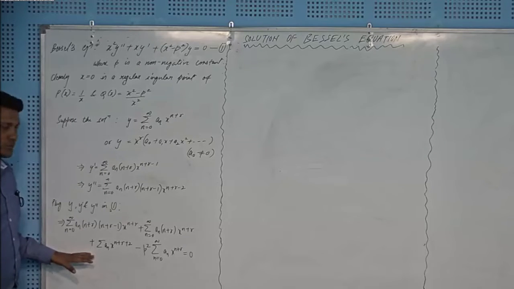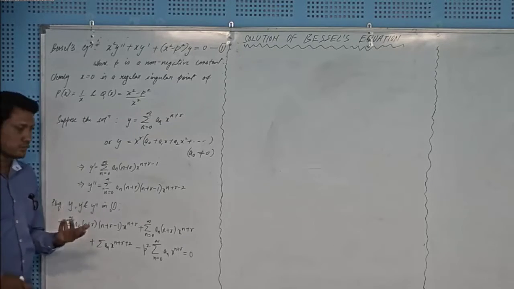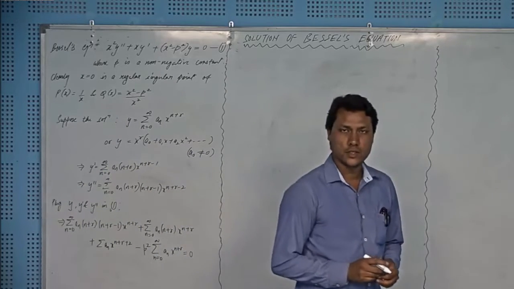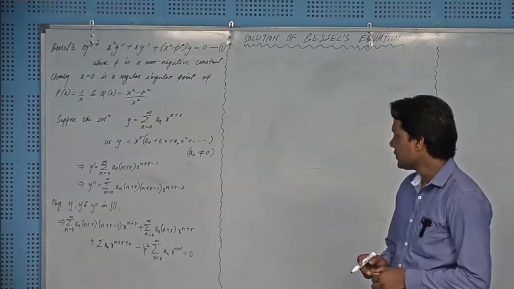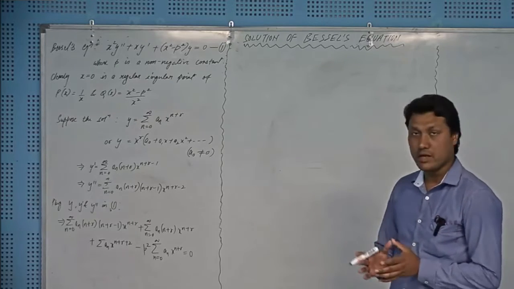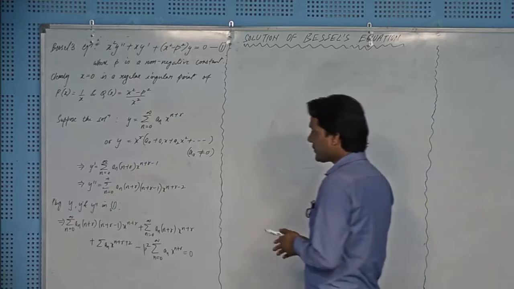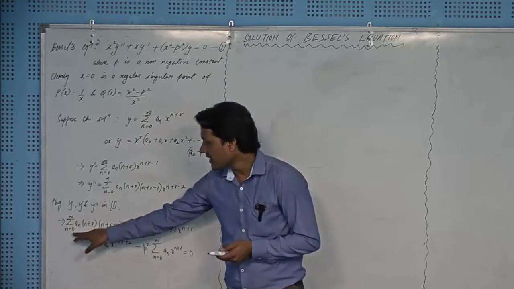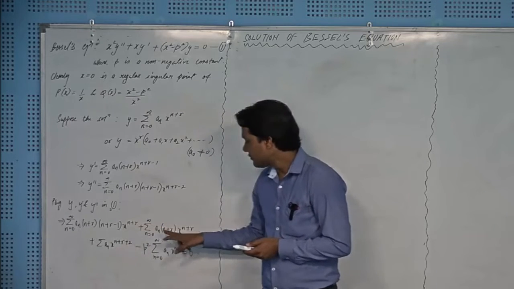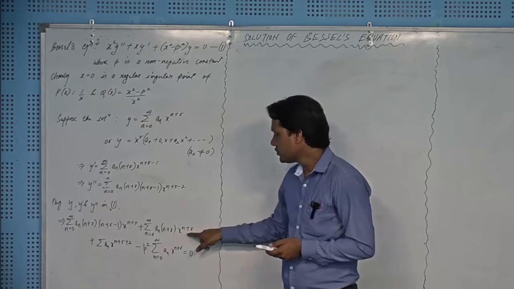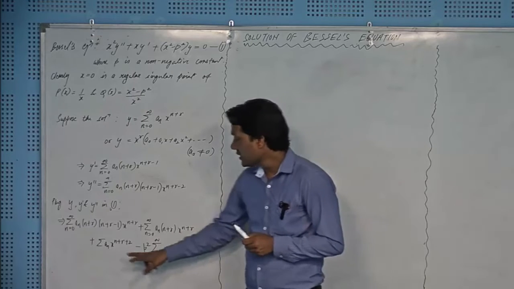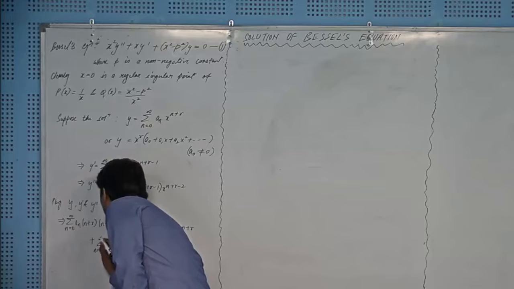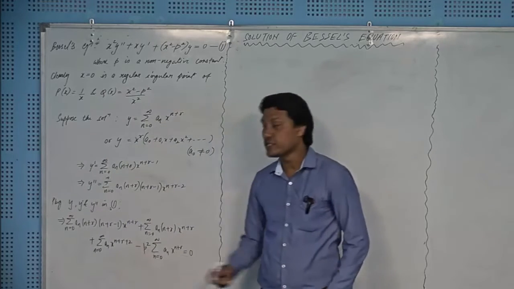So after this step, you have to equate the least powers of x in order to get the indicial equation, or you call it the auxiliary equation, to get the values of r, right? You can see that the least power of x from the first term will be x to the power r, obtained by plugging n equal to 0 here. And from this term, if you plug n equal to 0, you will get x to the power r, that is also correct. But from the third term, if you put n equal to 0 here, you will get x to the power r plus 2.